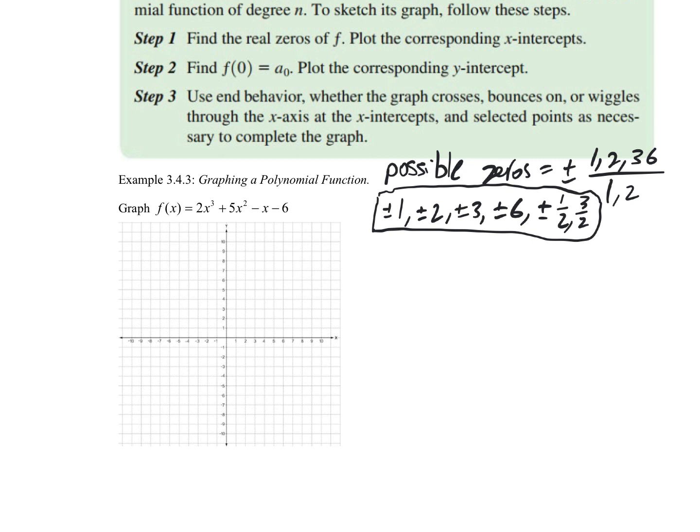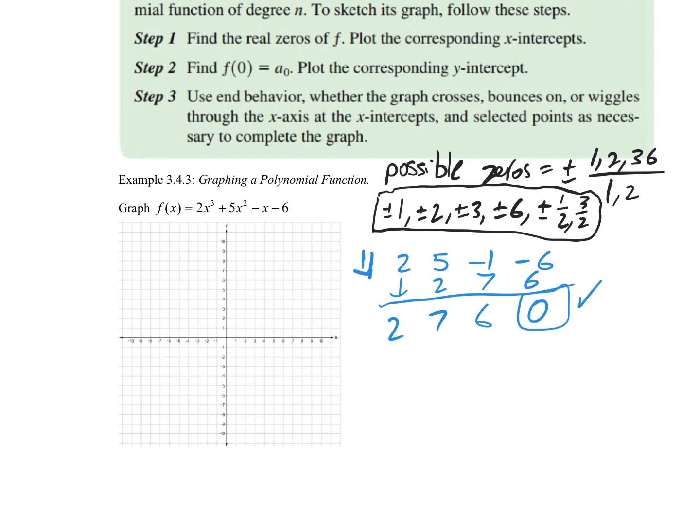And what we'll do is we'll do synthetic division to help us figure out which one it is. We'll start with an easy one, that is 1. Okay. And so our synthetic division is going to go like this. 2, 5, -1, -6. Bring our leading down. Multiply, add, multiply, add, multiply, add. And you can see we got 0. Very good. So our first factor was x minus 1. Okay. And we have 2x squared plus 7x plus 6.